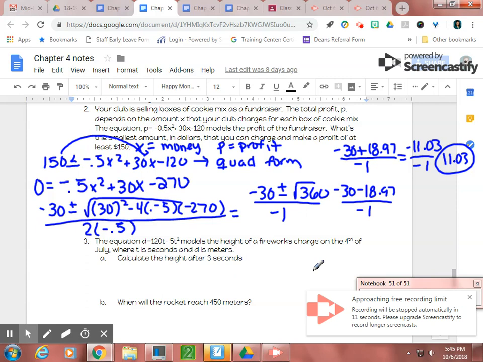And that's going to give me -48.97 over -1. Okay, so what's the smallest amount? So this is going to give me 48.97. What's the smallest amount?